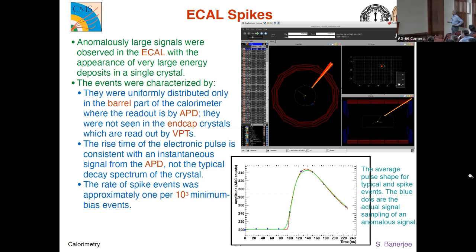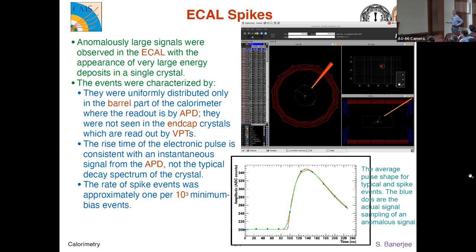The other thing we saw is that the timing of this pulse is consistent with the instantaneous signal from the APD, not the typical decay spectrum. If you look at the decay spectrum, it always happens in the front part, not in the decay spectrum.